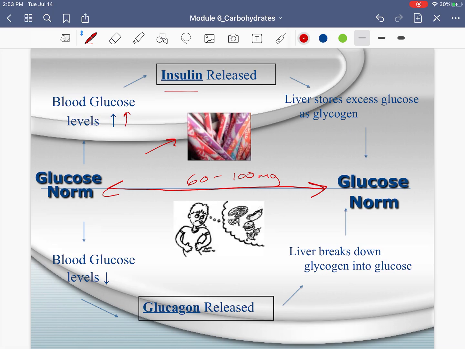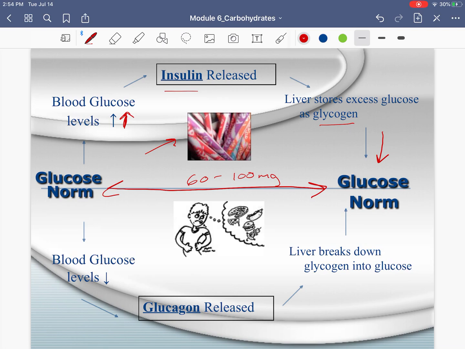Insulin. If our initial problem is too much blood sugar, we release insulin, which goes to the liver, and tells the liver to pick up that glucose from the blood and store it as glycogen, thereby lowering blood glucose back to normal. This is called a negative feedback loop. If we have a problem, we do the opposite, or we reverse it to bring something back to normal.